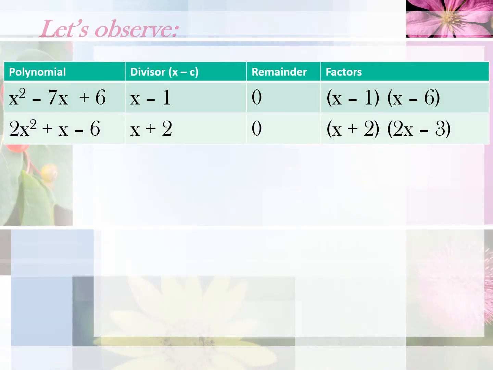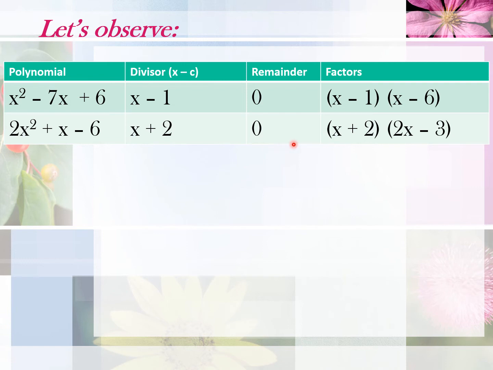Okay, now let's observe our past two activities. So, yung una nating activity ay hinanapan natin ng remainder yung x squared minus 7x plus 6. Kapag dinivide siya sa x minus 1, that is 0. Tapos, hinanapan din natin ng remainder yung 2x squared plus x minus 6 pag dinivide sa x plus 2. Ang sagot din ay 0.